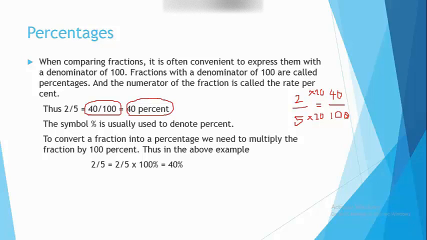And the word percent can be replaced by the symbol %, which is usually used to denote the percent. So to convert a fraction into a percentage, we need to multiply the fraction by 100%. Thus, in the example, you can get a fraction having a denominator of 100 and then change it into a percentage, or else you can directly times by 100%, which would directly give you 40% if you solve this calculation.